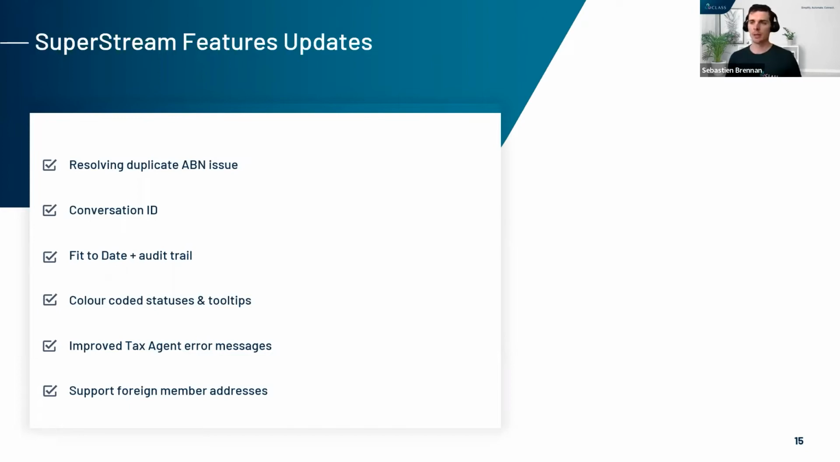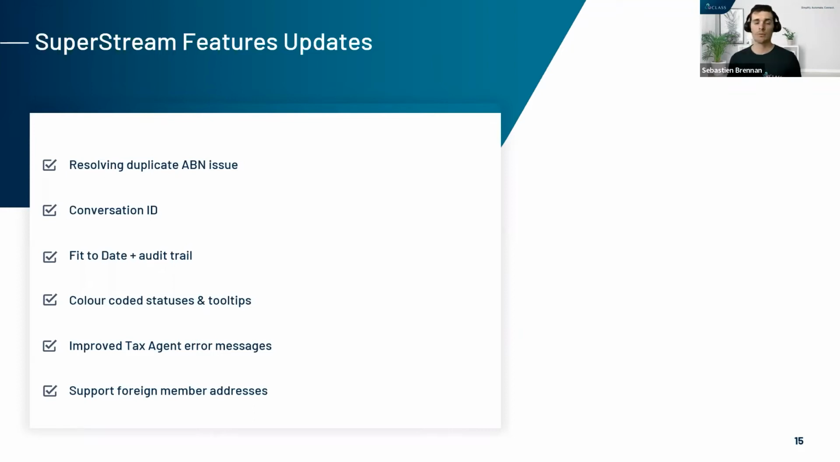But at a high level, the first one is around resolving duplicate ABN issues. That's if you've got more than one fund in Class with the same ABN. We've introduced Conversation ID, which is a unique reference that allows you to communicate with other parties like the ATO and other funds about a specific message that you may be trying to troubleshoot.